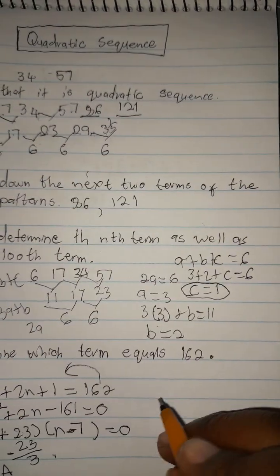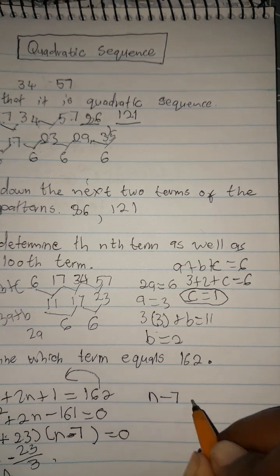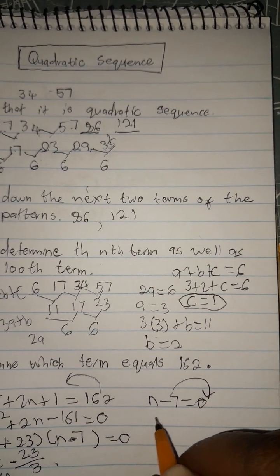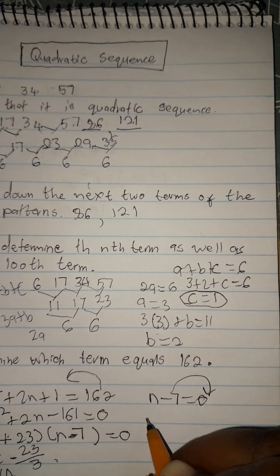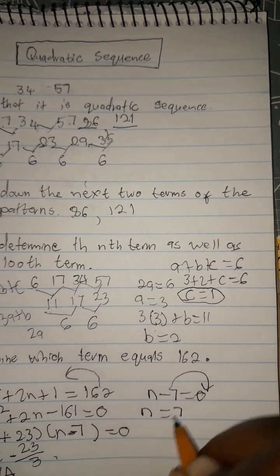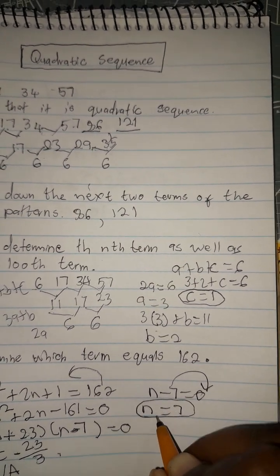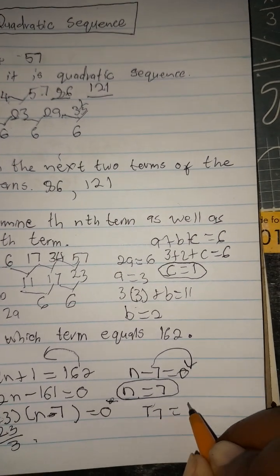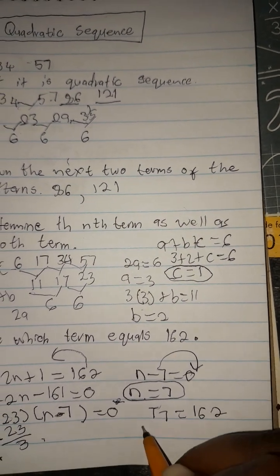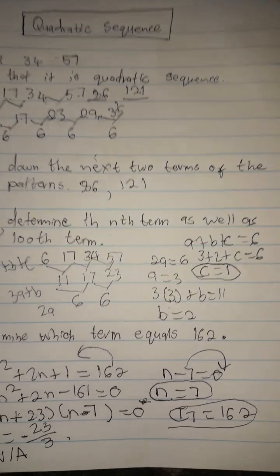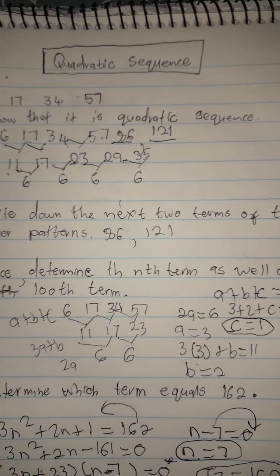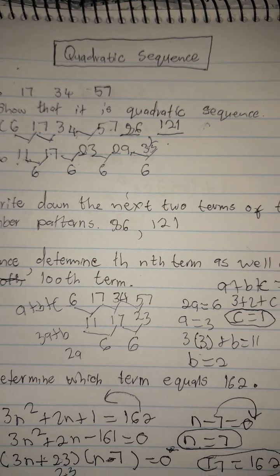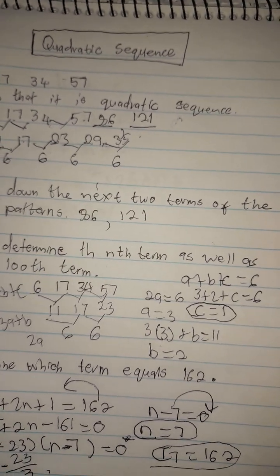So we are left with what? n minus 7, which is equal to 0. The aim is to take this negative 7 to the other side, so it becomes positive 7. So definitely T7 is the term that is equal to 162. T7 is the term that is equal to 162, right? You can also prove it here as well. You can see that the term that follows 121 will be 162.